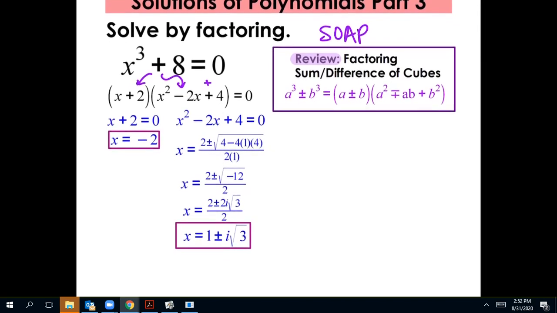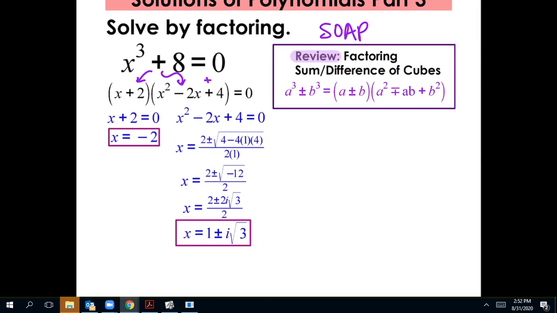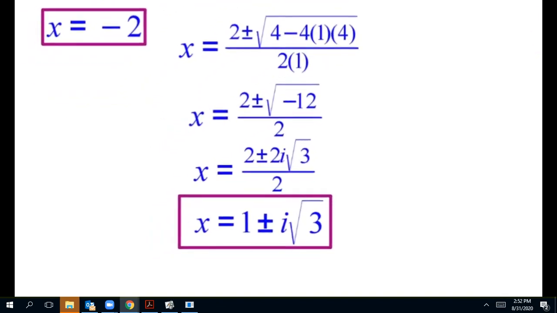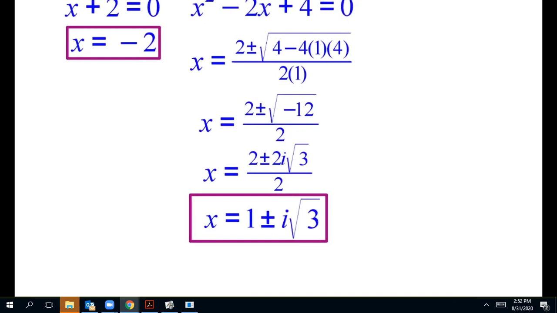Set each factor equal to 0: x plus 2 equals 0, x equals -2. And then here you can't factor this, so you have to use the quadratic formula. I want to see how far you could get here. We get a negative under the square root. You have seen this before, so remember, this is not a real number. You can't square root a negative, but it is imaginary.